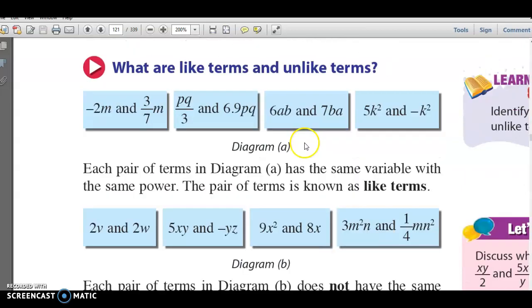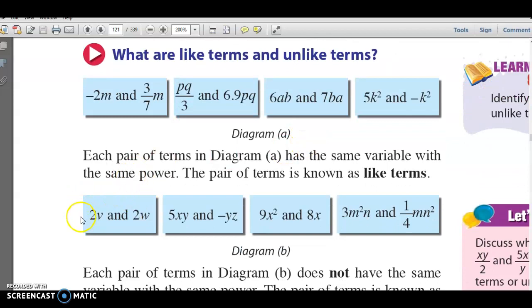Now we move on to another one. These over here we call unlike terms. Why are they unlike terms? Because of 2v here and 2w here, we look at the variables. v and w don't have the same letter. This one is v, this one is w, so this is an unlike term.